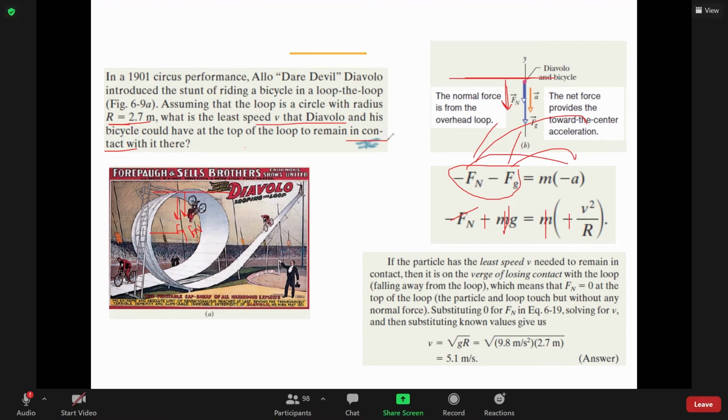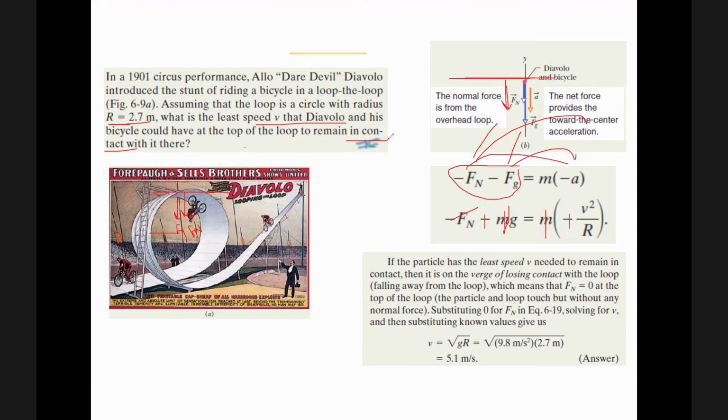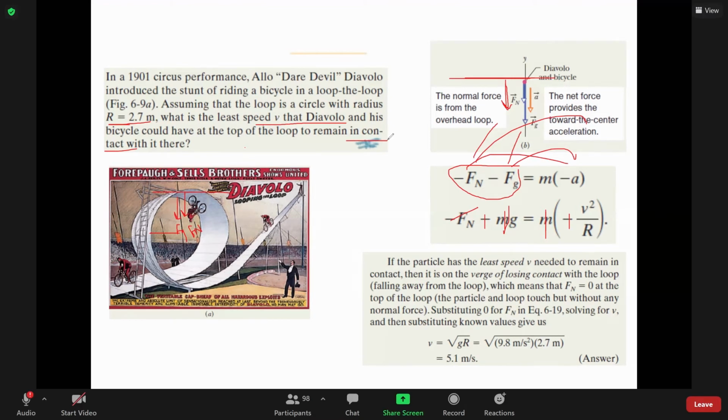Because he's not in contact anymore. You agree with me? We said the condition for the normal force: there is a surface. If there is no surface, then the man will fall. He's not in contact. Okay?